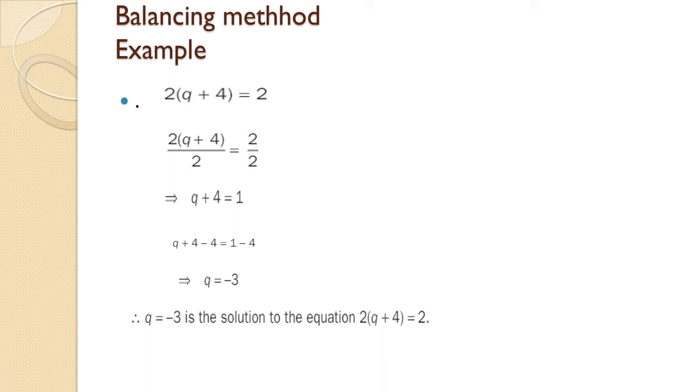So I will get q plus 4 is equal to 1. Now I have to remove this plus 4. For that, I will add the additive inverse of plus 4 on both the sides of the equation. That is q plus 4 minus 4 will be equal to 1 minus 4. So, I get the answer as q is equal to minus 3. So, in this way, I got the solution of the equation, that is q is equal to minus 3.